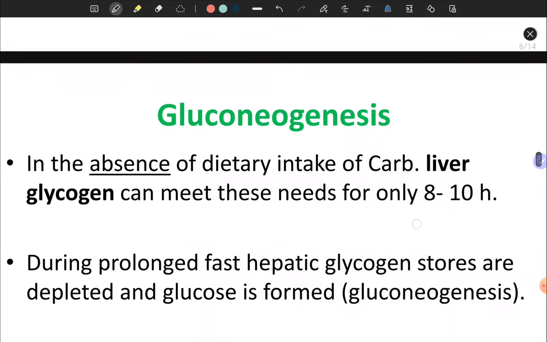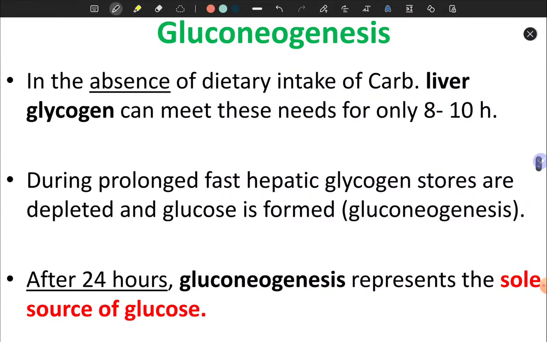So in the absence of dietary intake of carbohydrate, liver glycogen can meet this need for only 8 to 10 hours.